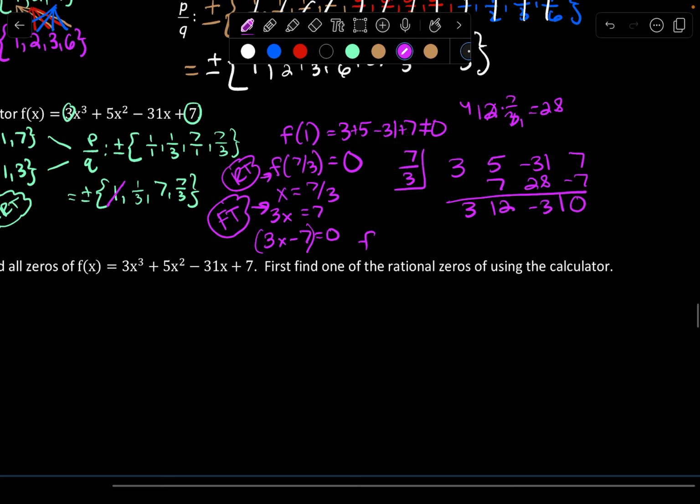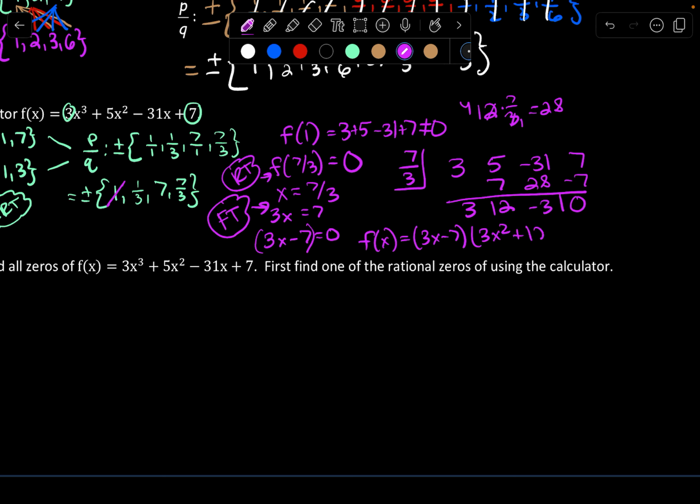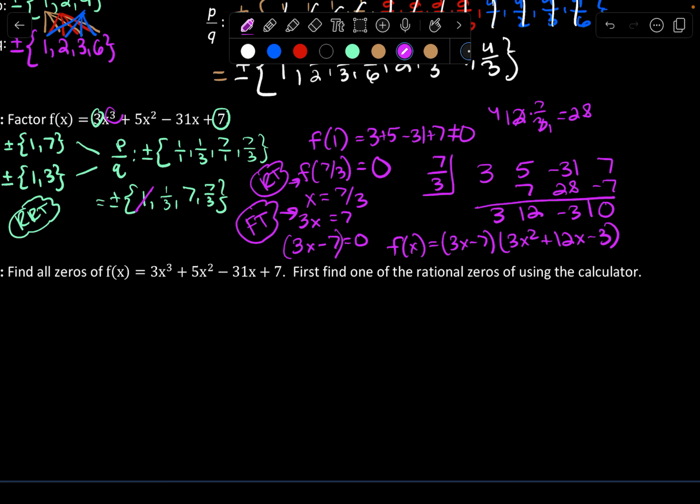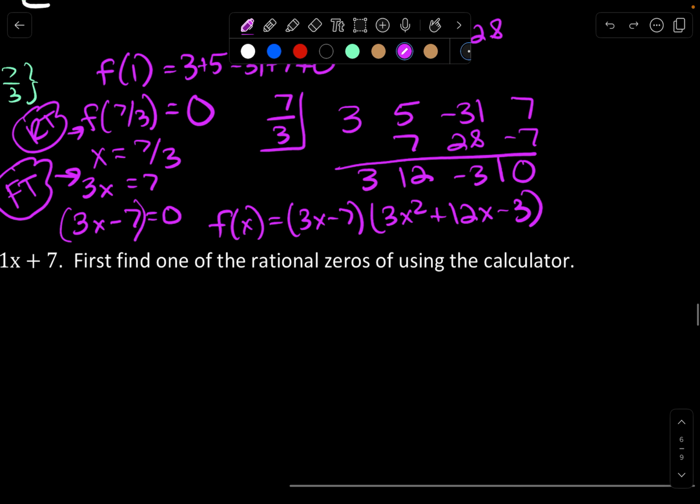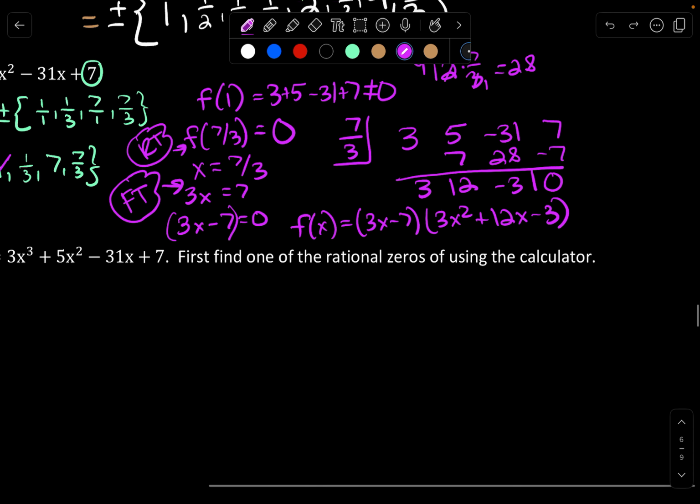So our factored function is, we have our 3x minus 7 times 3x squared plus 12x minus 3. And I knew it was squared because the original degree is 3, so we'll go down by 1. And we can actually factor this a little bit further. We can factor out a 3 from that trinomial there.